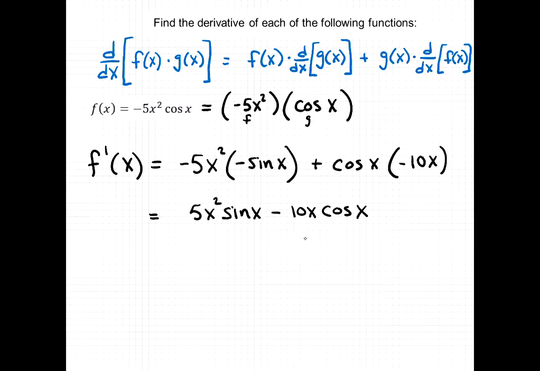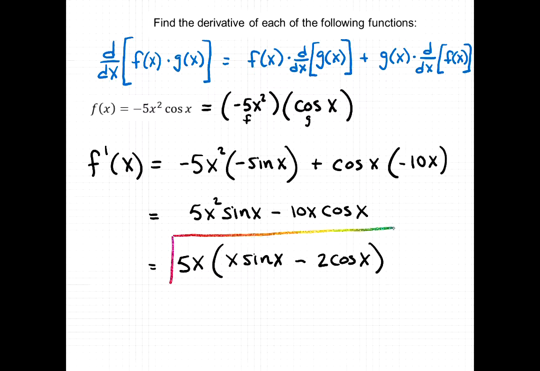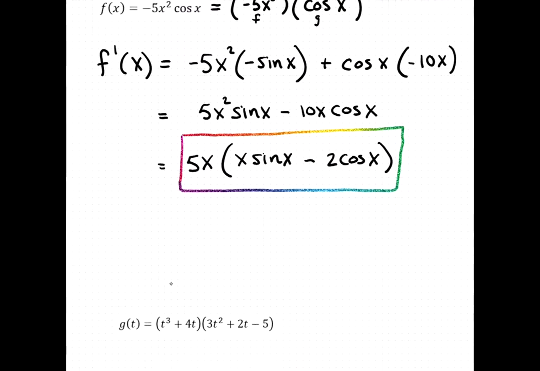Now that's probably an okay way to leave the answer, but if you want to factor it, which I usually do whenever possible, we could factor out the 5 and an x. So we could factor out a 5x here, and we're left with x times the sine of x. So we took the 5 out, we took one of these x's out, so we're left with an x and a sine of x. Minus, well, if we're taking the 5 out, there's a 2, so the 10 is 5 times 2, there's a 2 left over, and we have the cosine of x. So that looks like a nicely simplified version of our derivative. So anytime you're applying a derivative rule, there's always algebra that comes afterwards. There's always simplifying.